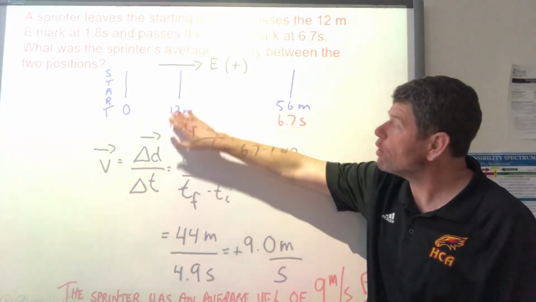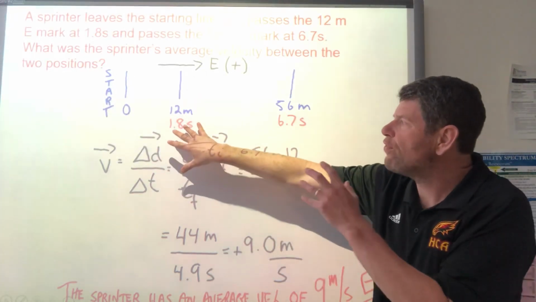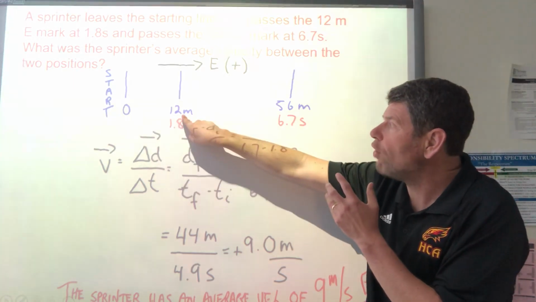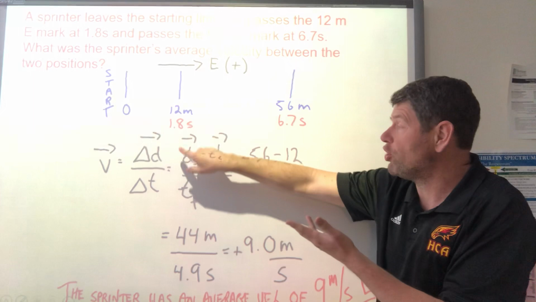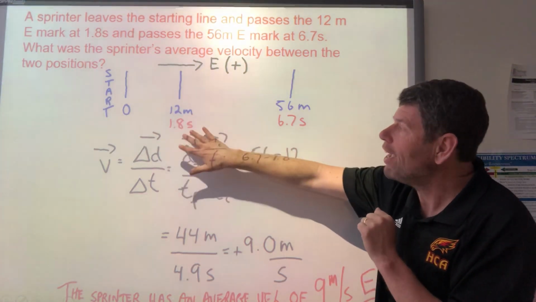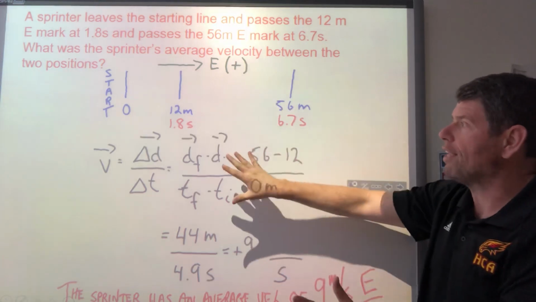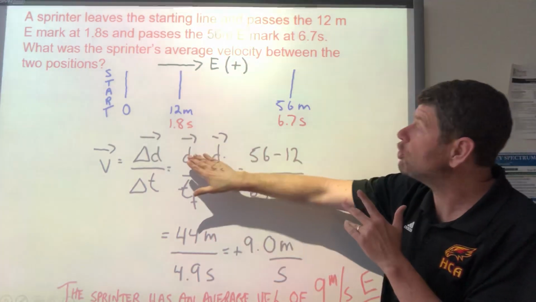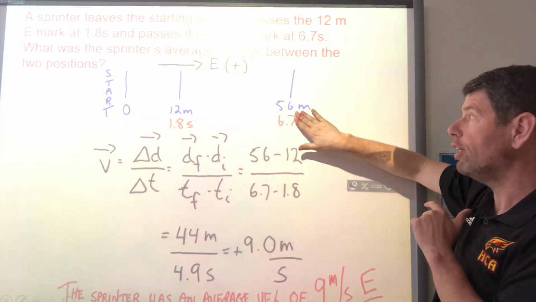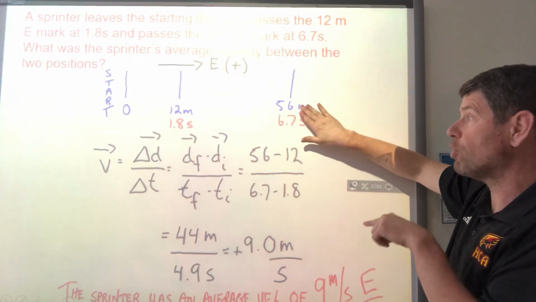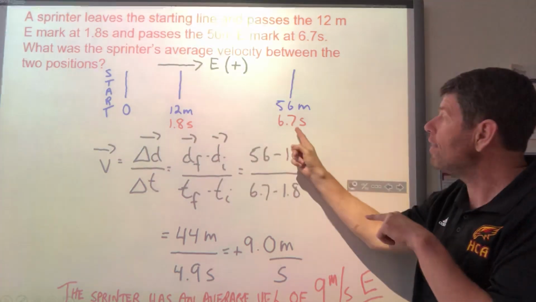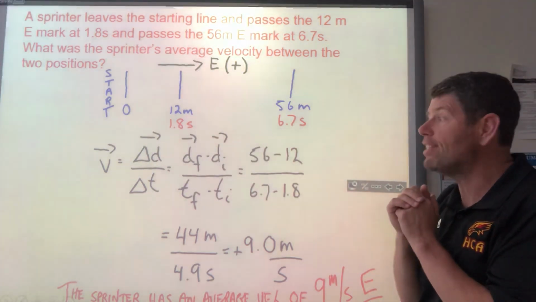So I've got a line here representing our first position. And our first position is 12 meters. We could call it our initial position. That we care about, because what we care about is not the whole average velocity. We only care about the average velocity from the 12-meter mark to the 56-meter mark, which is the final position of the sprinter. So this timer gets 1.8 seconds, this timer gets 6.7 seconds.